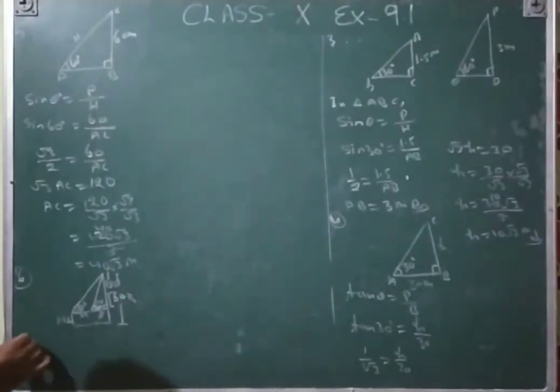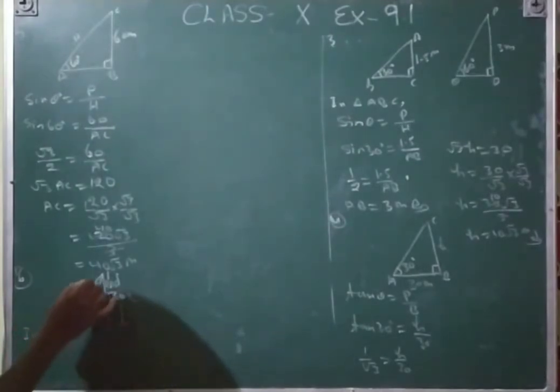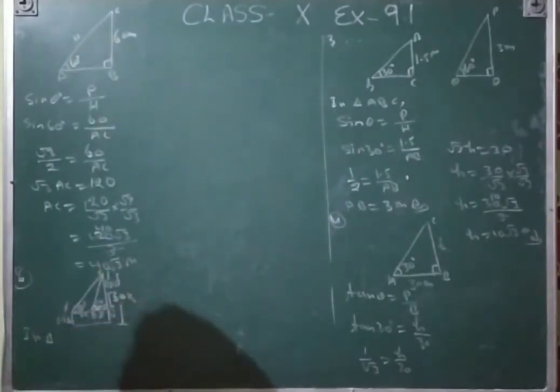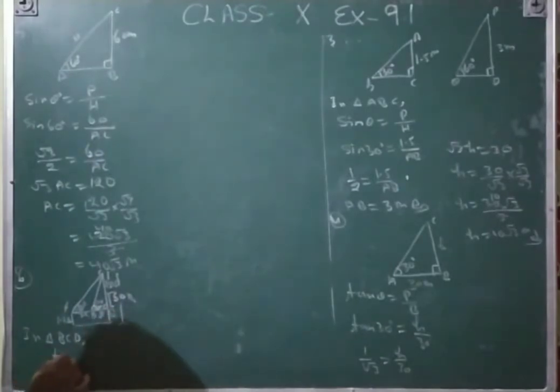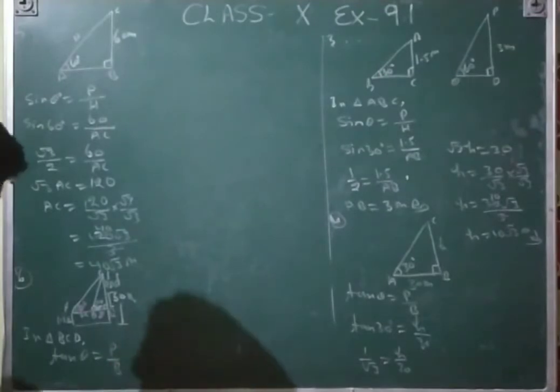Now in triangle A, B, C, D, first of all we will see triangle BCD, where we are finding the base and the perpendicular is given. So tan theta is equal to perpendicular upon base.